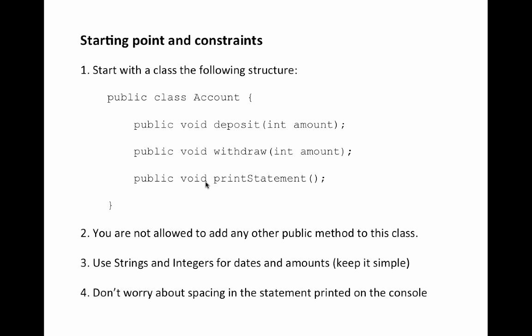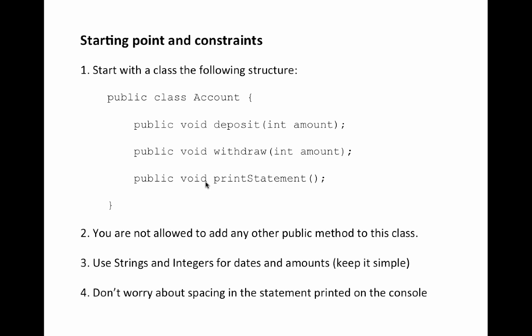To make things a little bit more interesting, I have a few constraints and I have a starting point. So my starting point is an account class. The account class has three methods: the deposit that receives an amount, withdraw that also receives an amount, and a print statement. Note that all the three methods are commands. They don't return anything. Also, I cannot add any other public method to this class, and I cannot change the signature, which means that I cannot have a query method.